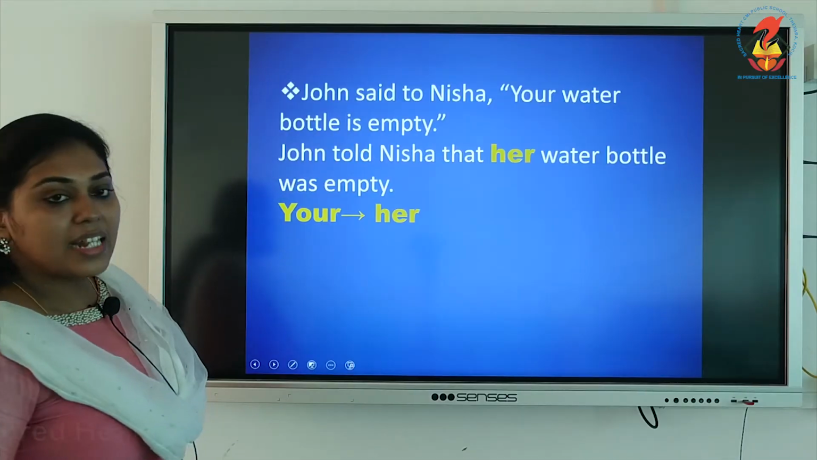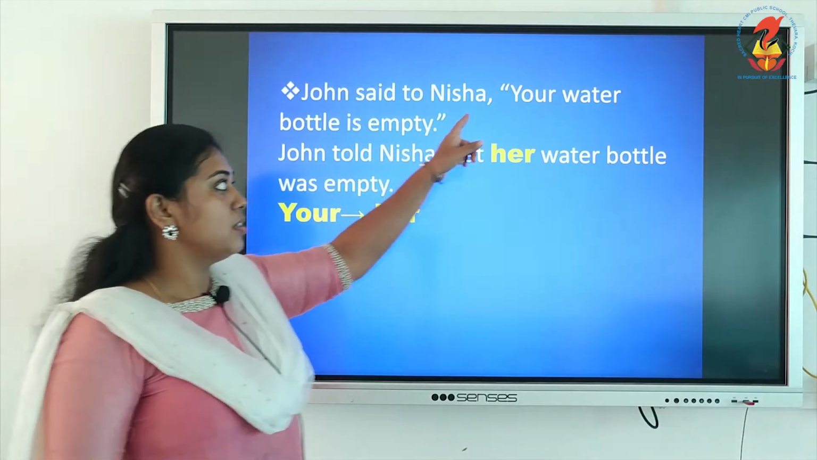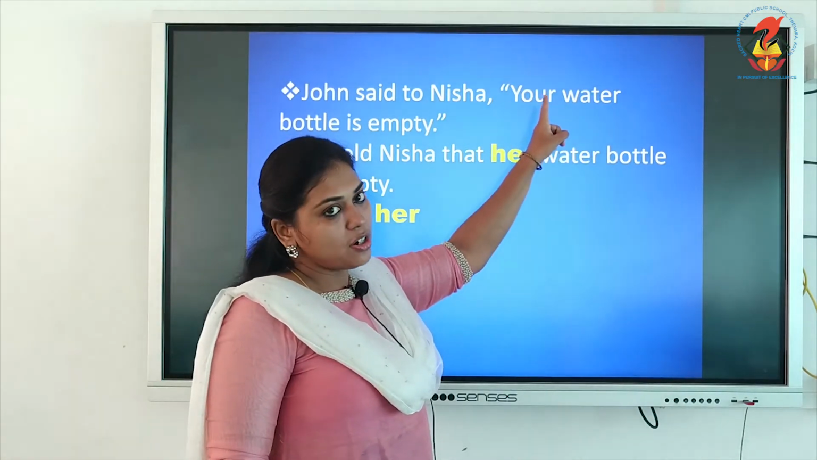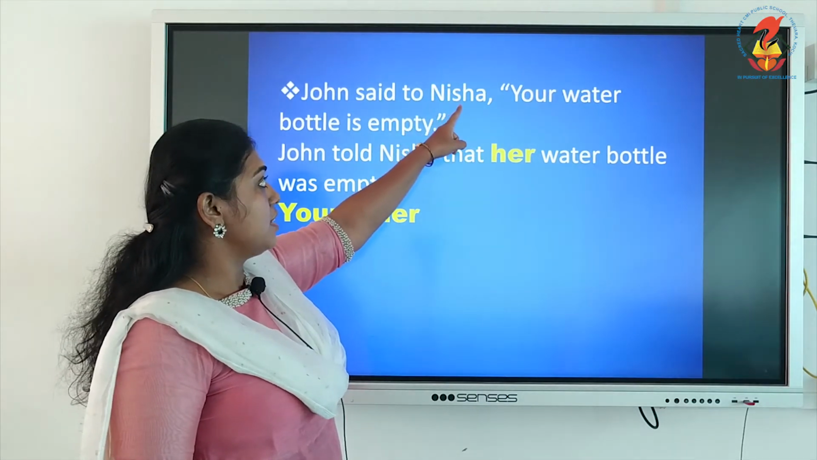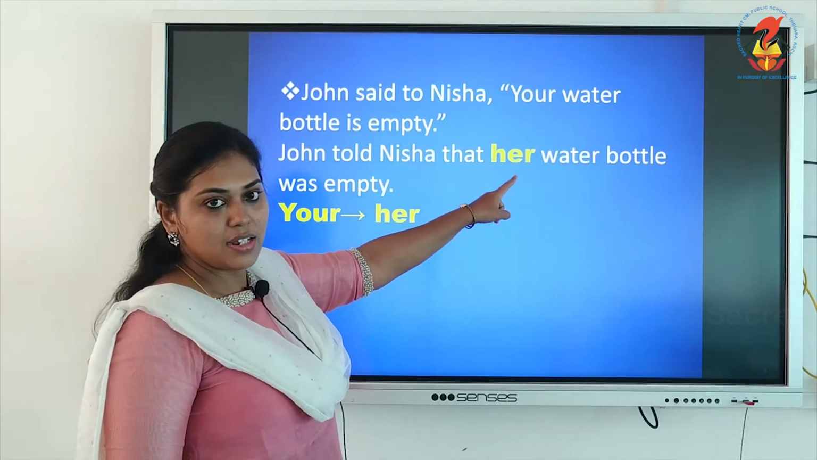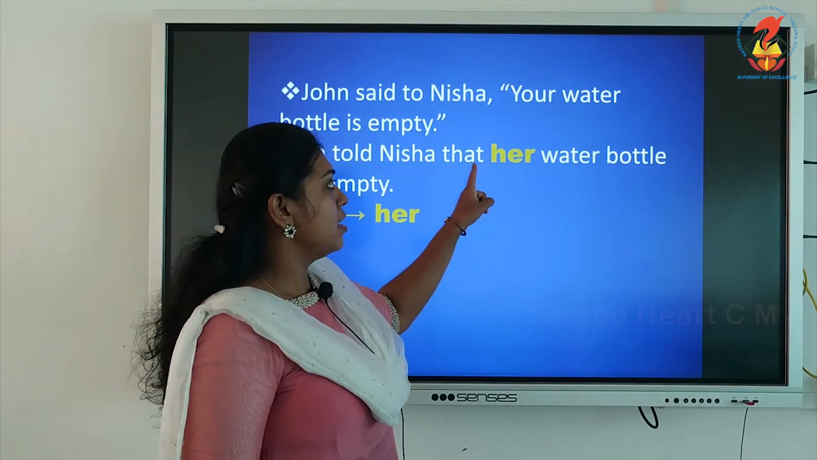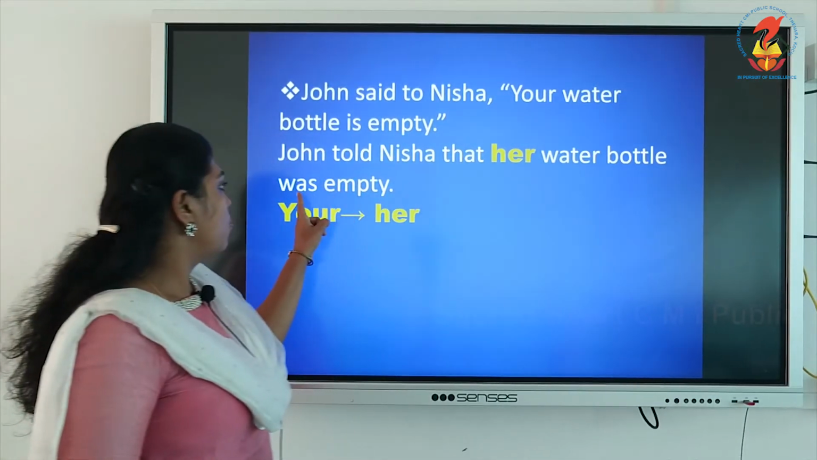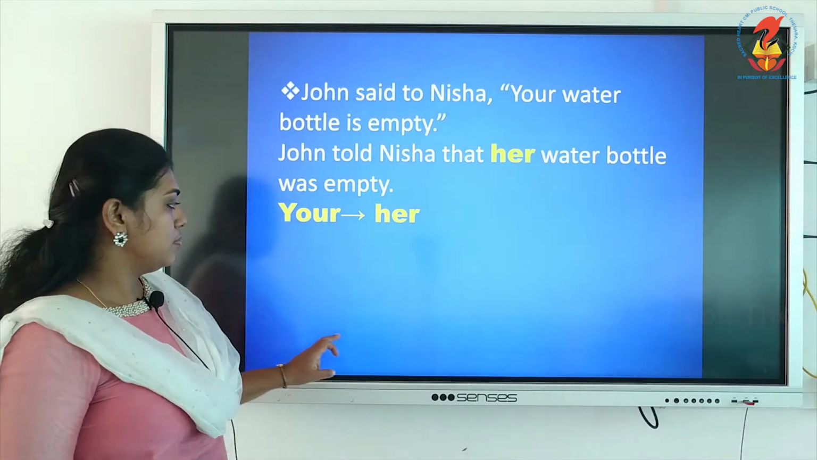Okay. Next example. John said to Nisha, "Your water bottle is empty." So here the possessive adjective your has come here. It should be same as the person of the object. What is the object here? Nisha. So Nisha is the female gender. So you have to take that. So the sentence would be John told Nisha that her water bottle was empty. So your has been changed to her.